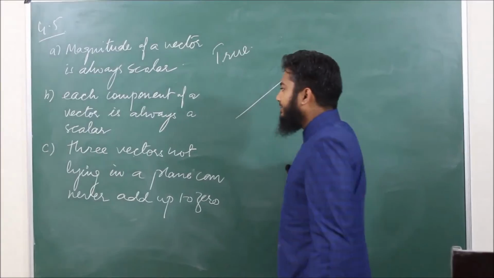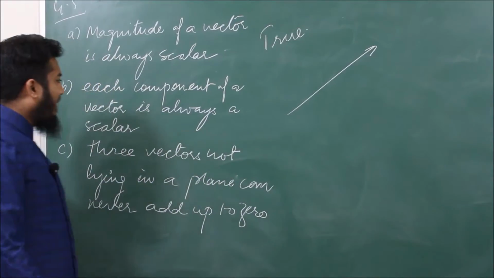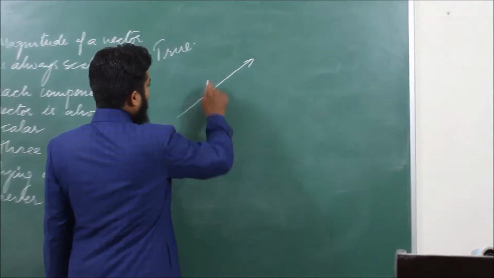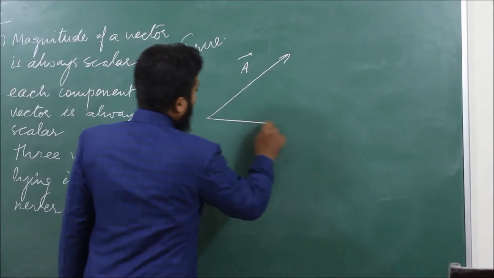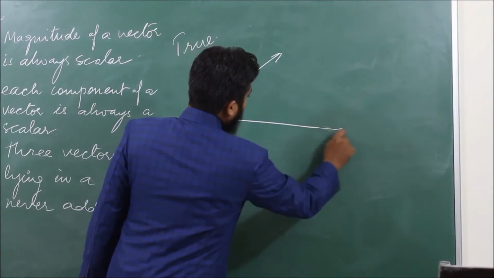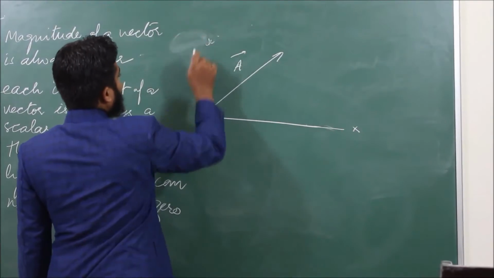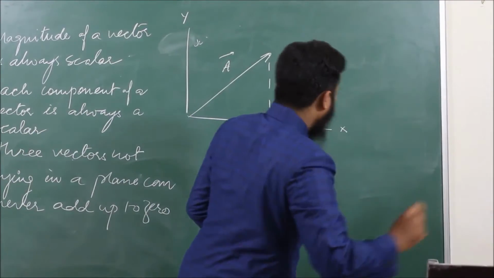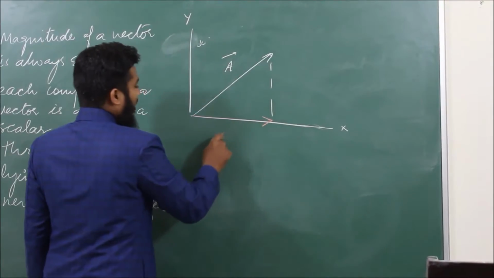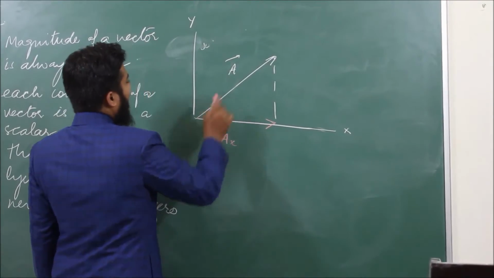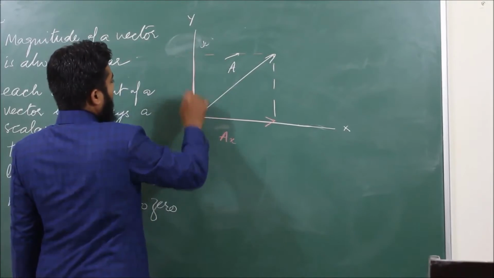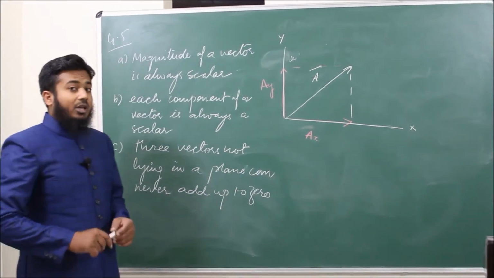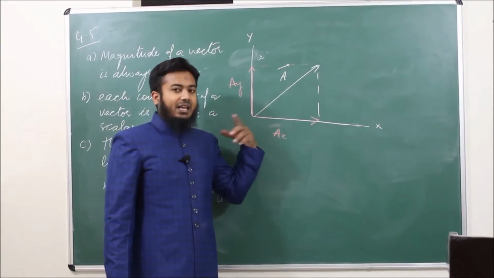Now the next part is: each component of a vector is always a scalar. Let's talk about the components. Say we have this vector, say this is vector A, and this is our x-axis, and this is our y-axis, and this will be the component of vector A, say AX, and this will be the component AY. Now, if you are talking about the length of the component, then that is scalar.